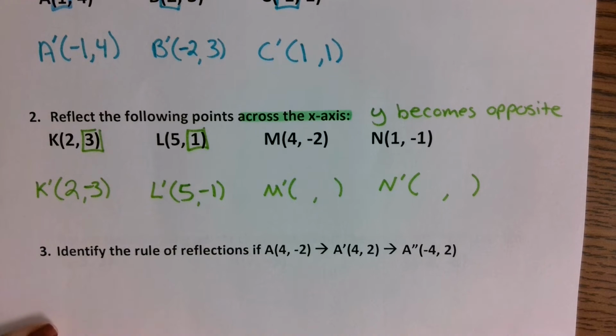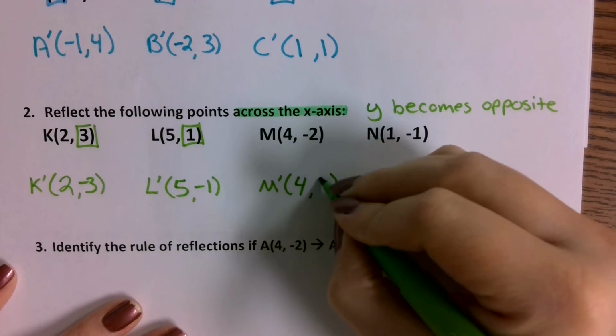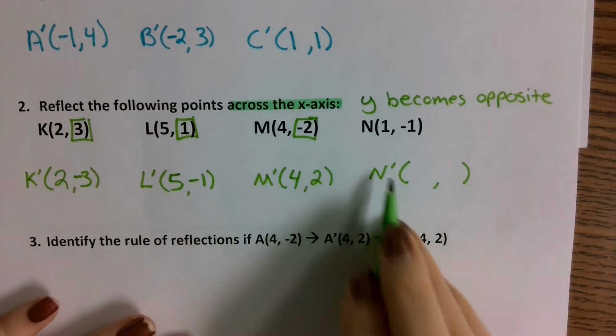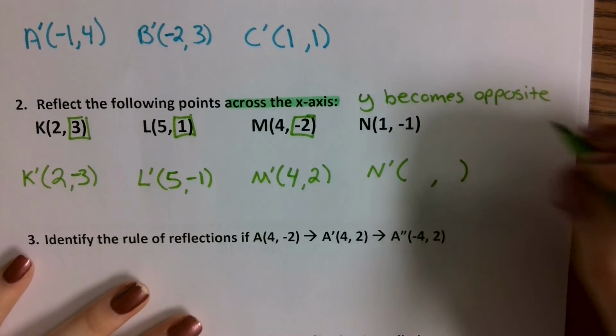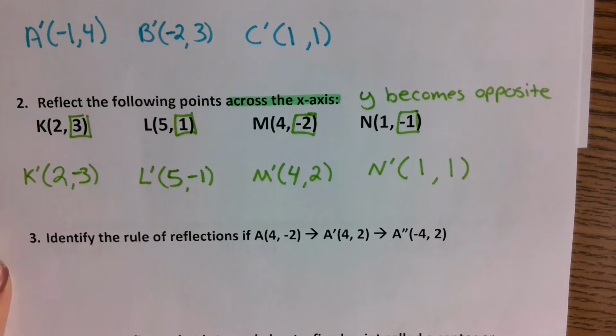For M prime, what did you get? Andy, what did you get for M prime? (4, 2). 4, +2, because that opposite is affected. And Maya, what did you get for N prime? (1, 1). It's just the -1 becomes its opposite.